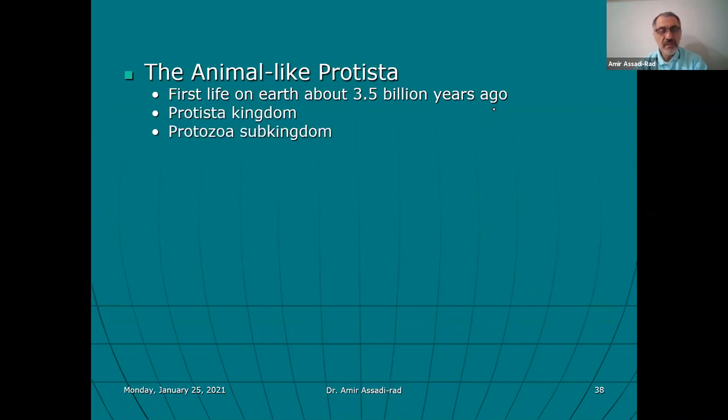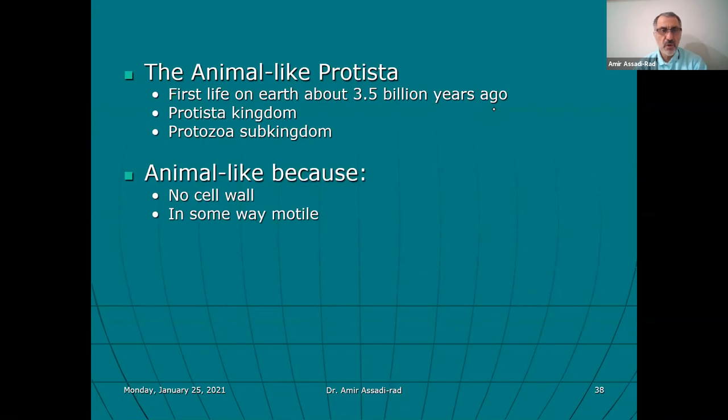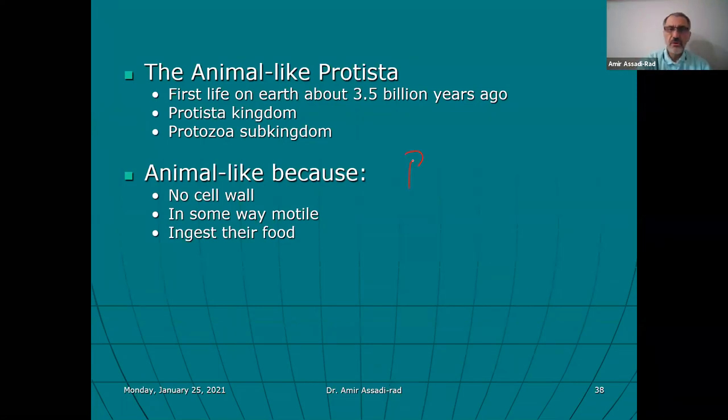Protista, kingdom, subkingdom Protozoa. Kingdom Protista is animal-like because they do not have a cell wall. In some way, they are motile. They do move around, not all of them, of course, and they ingest their food. So when they ingest their food, they are animal-like. And they are also plant-like. I did not write it down here, but you should know they are plant-like.